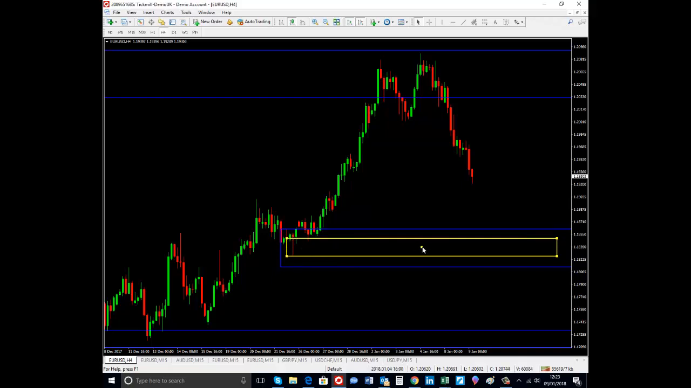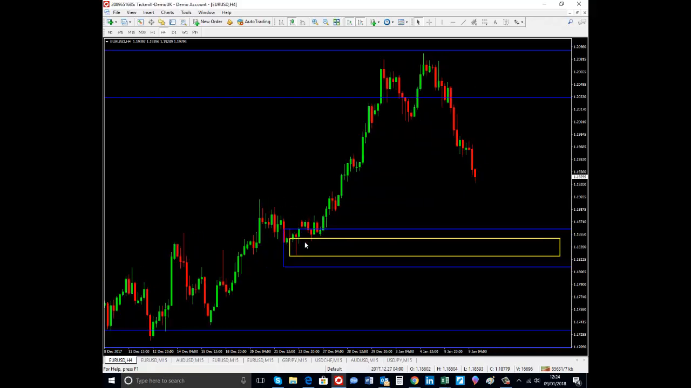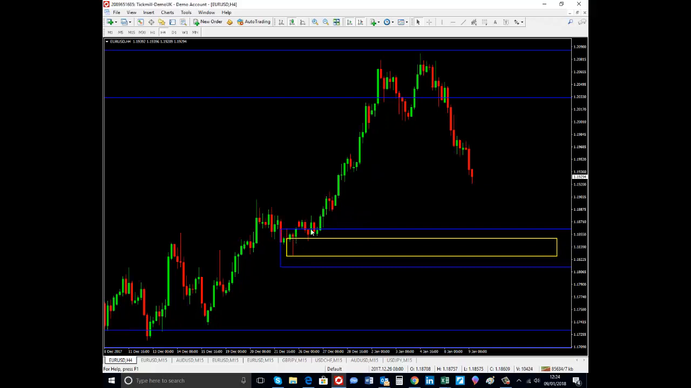Okay, so if I double click this now, so I remove these dots, it means that now this won't move. The rectangle box won't move. So you can see here the market's driven out of it, it's come back in, collected any orders that were sitting there and then rallied off. At some point the market's going to drive in.